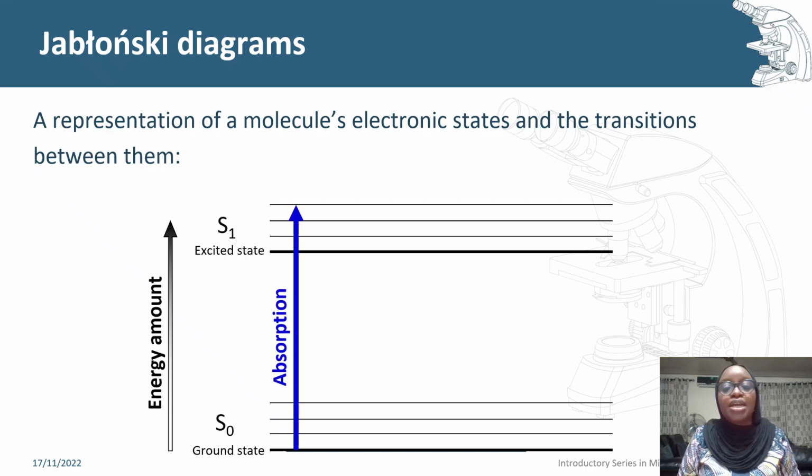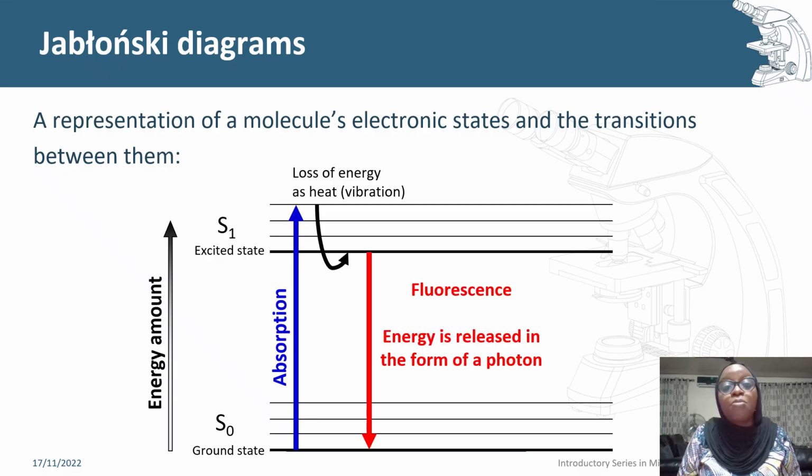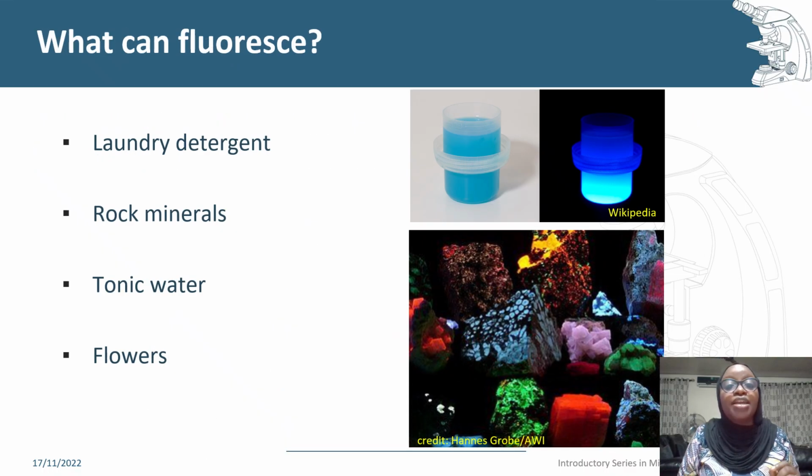You understand? Once it loses a small amount of energy, it settles briefly on the lowest vibration level of this state, that is the bold line. The energy is lost in form of heat, that is the vibration. Almost immediately, the energy that has been lost will now settle and will be reduced at the S0 state.